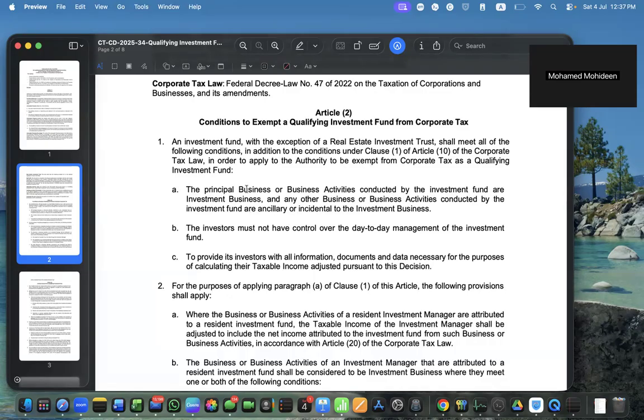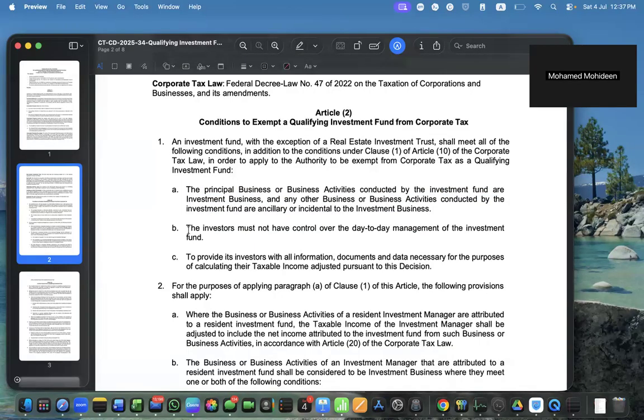So, principal business or business activities conducted by the investment fund are investment business. First thing, this is the core income generating activity. But any other business or business activities are ancillary or incidental to the investment business. So basically other income, right? That's the first condition. These are additional. We should remember what we are studying is additional conditions. Okay.